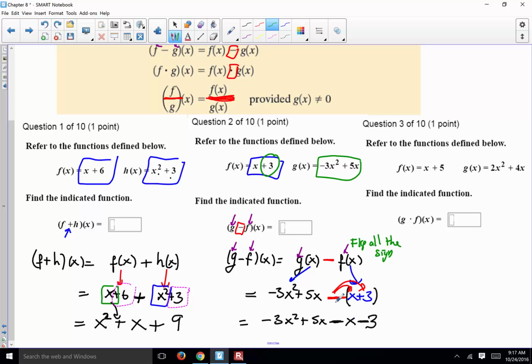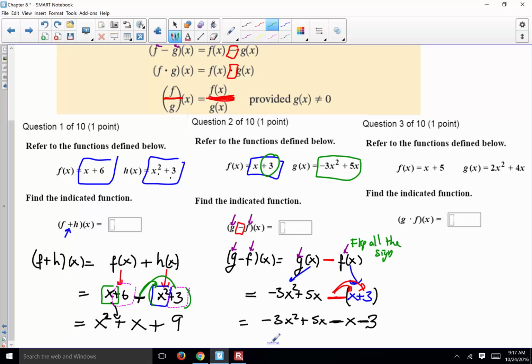That's only true in subtraction. We don't have to worry about that in addition, because if you pass a plus sign to both terms, it does nothing. X squared is plus x squared, 3 is plus 3, so you still just have the same thing. We only do that for minuses.